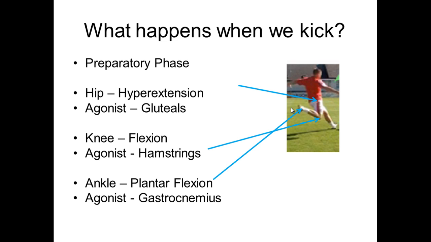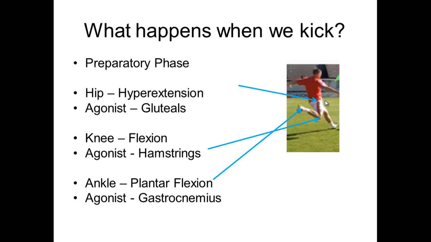Again the angle between the upper body up here and the upper leg here is quite big, and therefore the hip is in hyperextension, and the agonist is the gluteals, so the antagonist will be the hip flexor. The knee, you can see, is bent, and so the angle between the lower and upper leg is quite small, so it's in flexion. The agonist for this is the hamstring, and therefore the antagonist will be the quadricep.